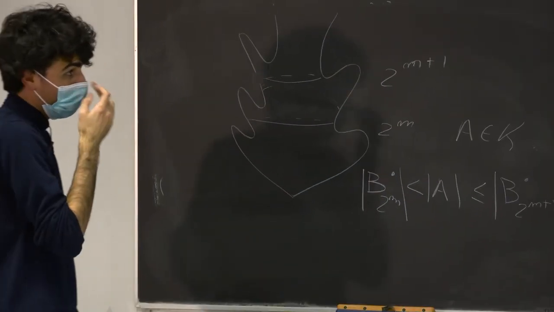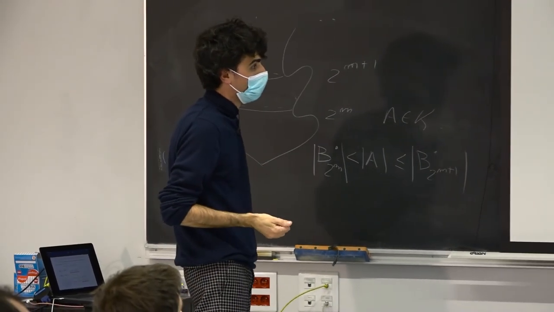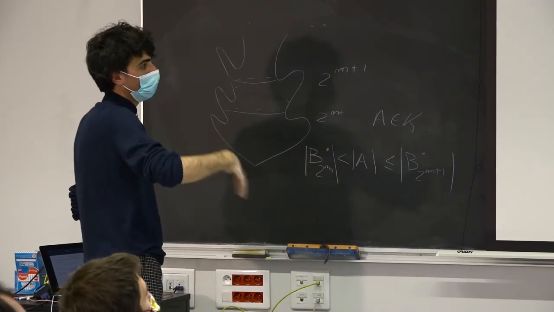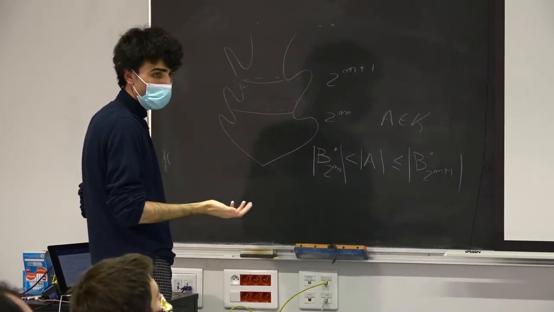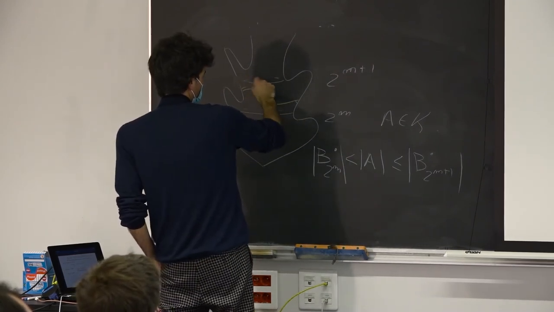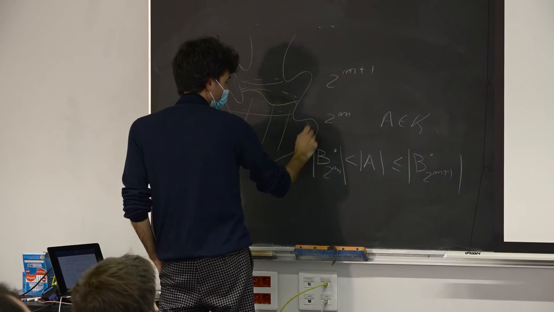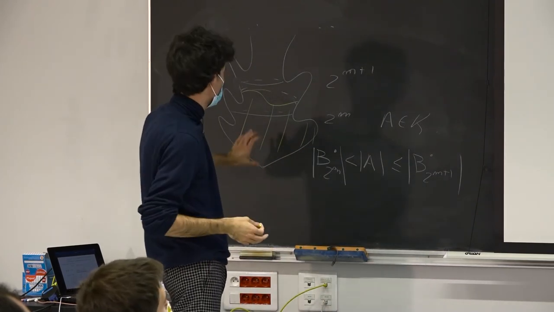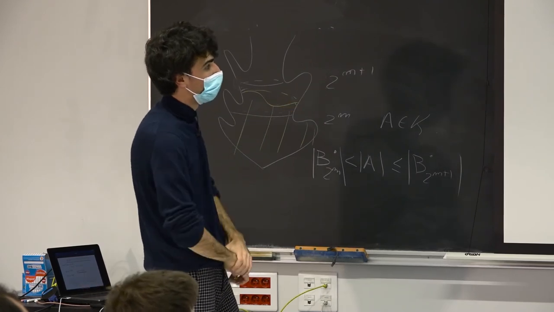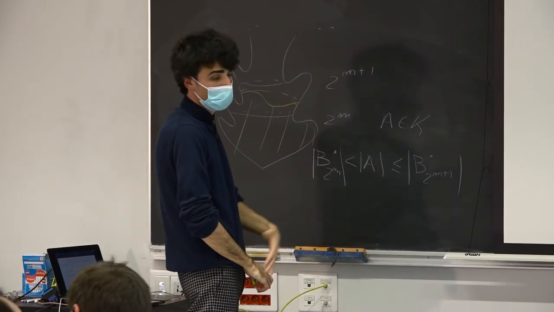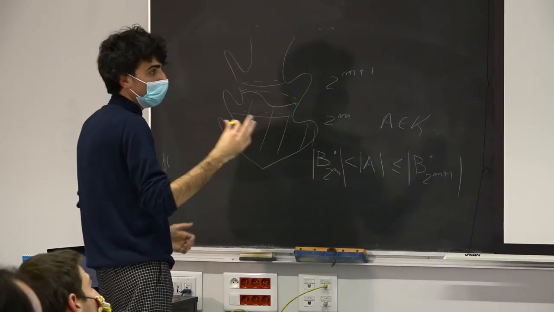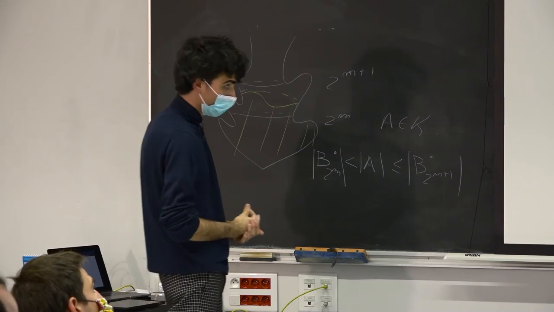Okay, so then you have two possibilities. The first one is that the hull of radius 2^(m-1) is inside the interior of A. In this case, A is here, and so A is disconnecting this hull from infinity. And so the length of the boundary of A should be bigger than the smallest length disconnecting this hull from infinity.